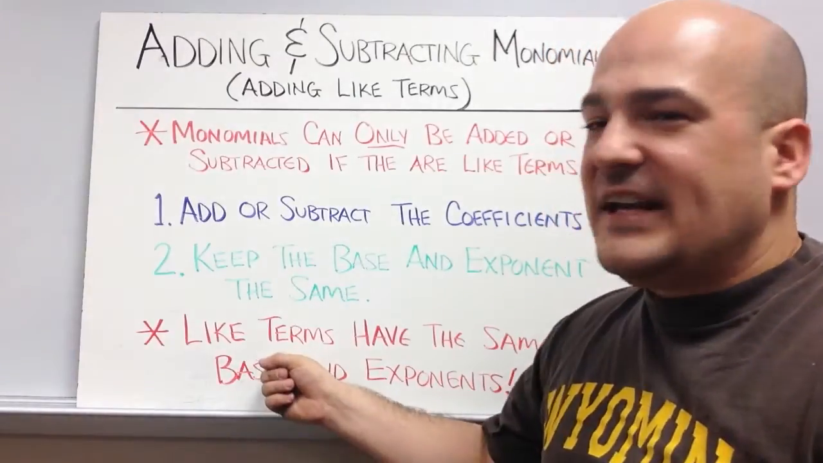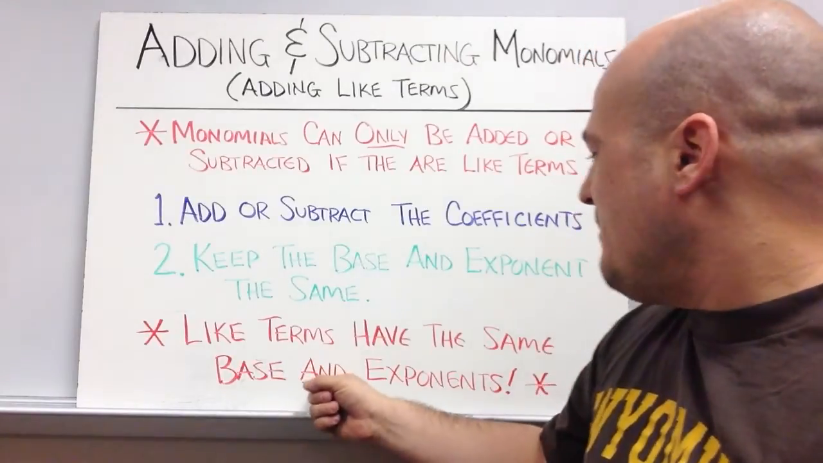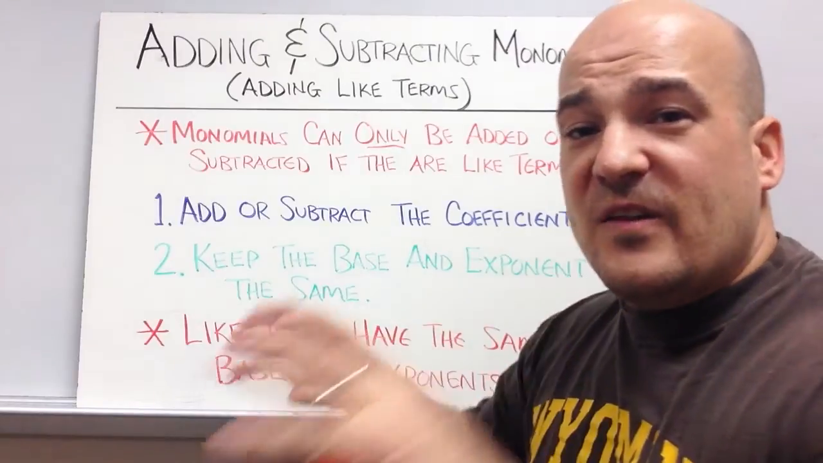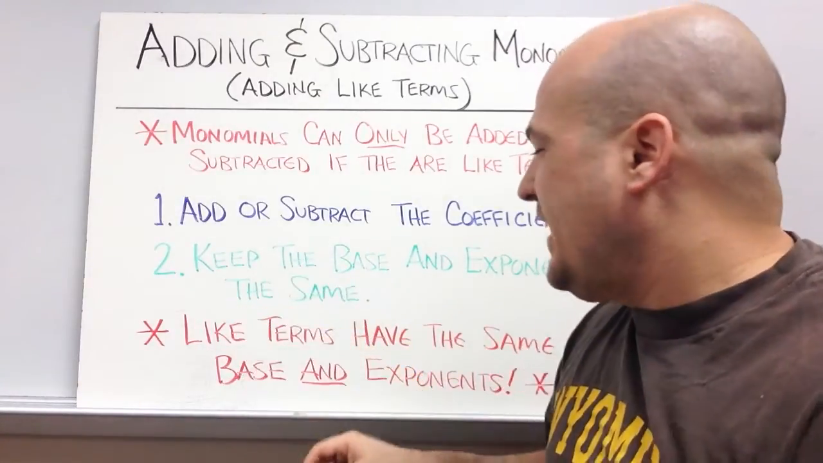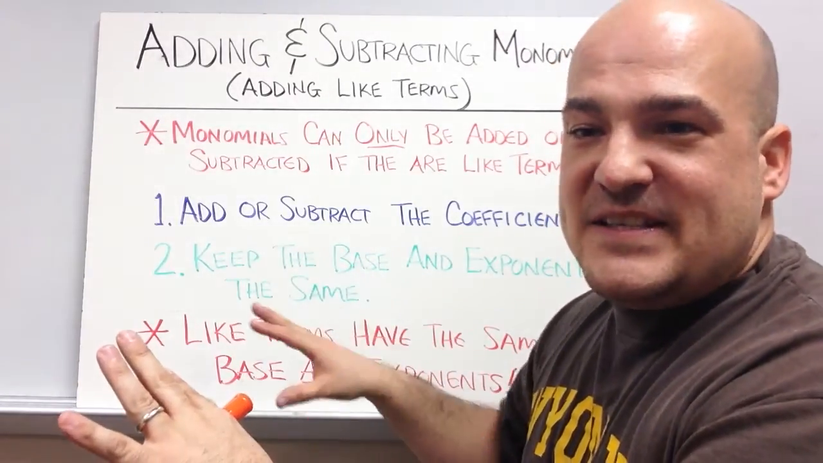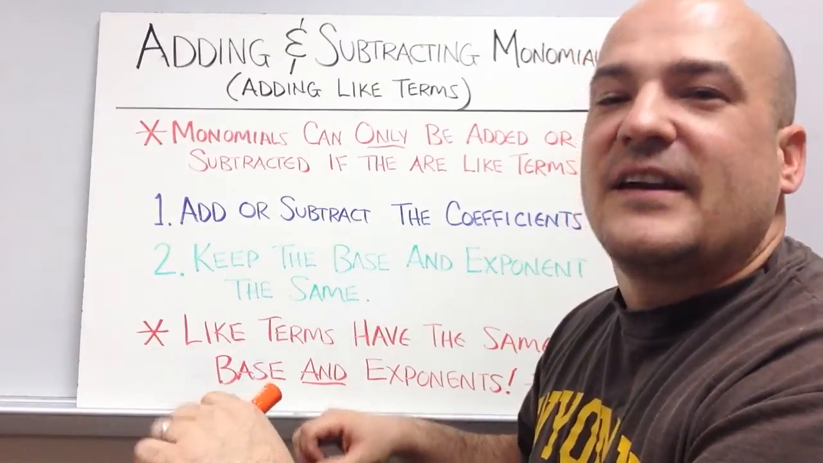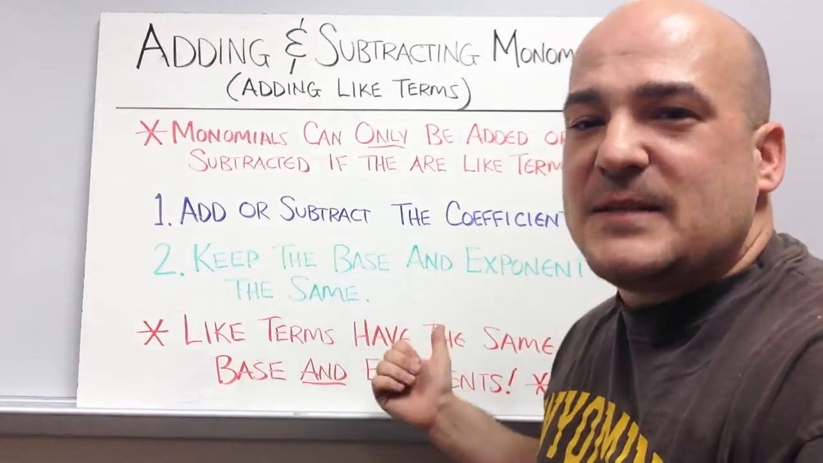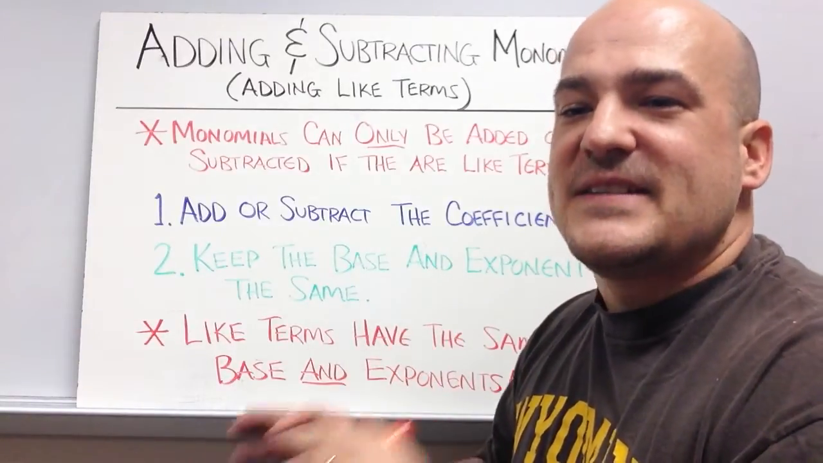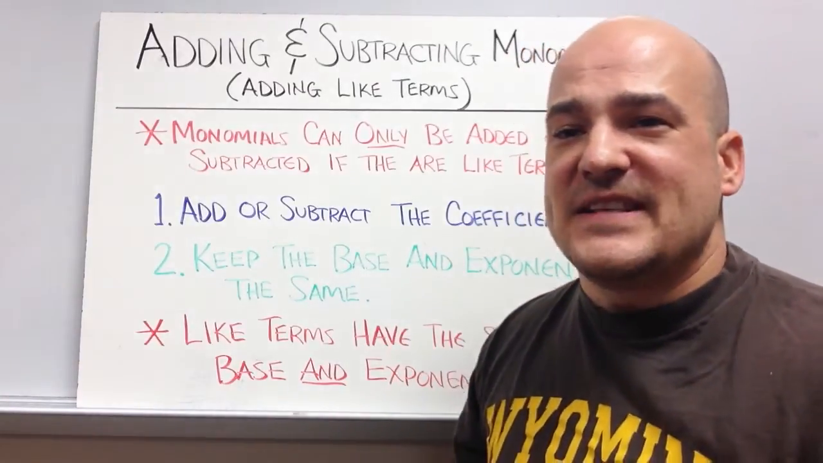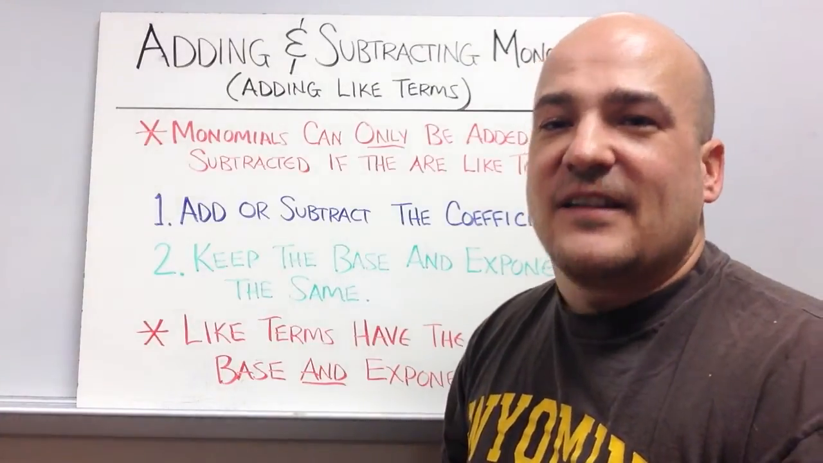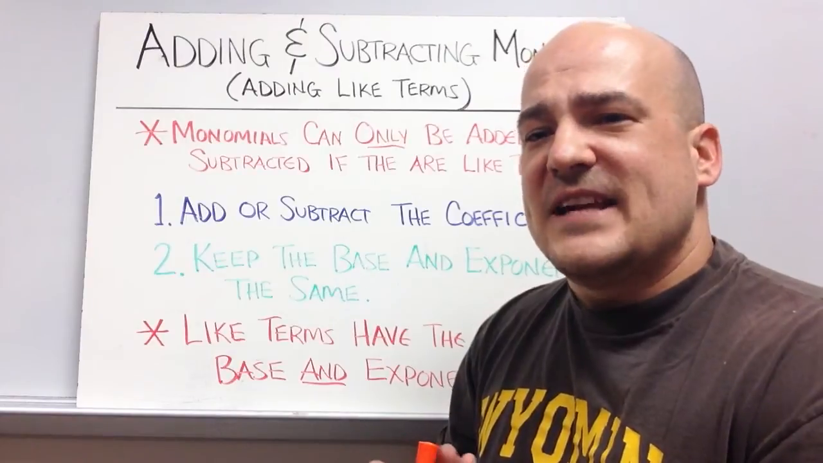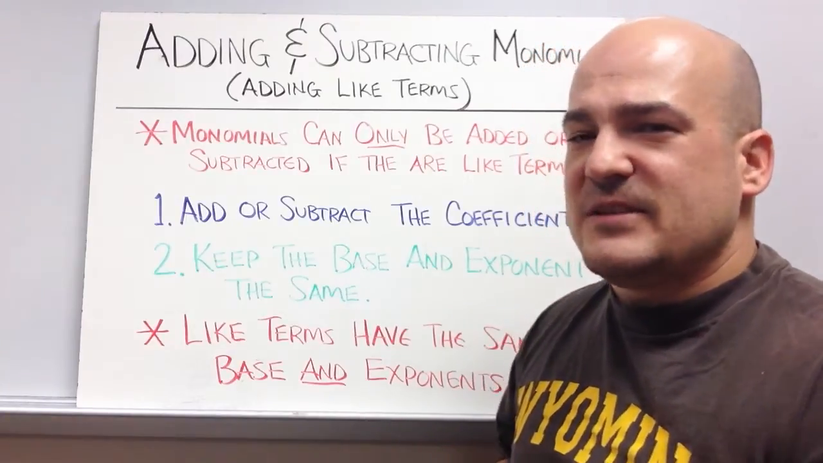Now, again, like terms means that both the base and the exponents are the same in both terms. You can't have the base be the same, like x and then x squared. Both of them have x for the base, but the exponents are different. Both the base and the exponents have to be the same in order for you to add like terms or add and subtract monomials. I hope that makes sense. Let's go over a couple of examples and then you have some to do in your notes.